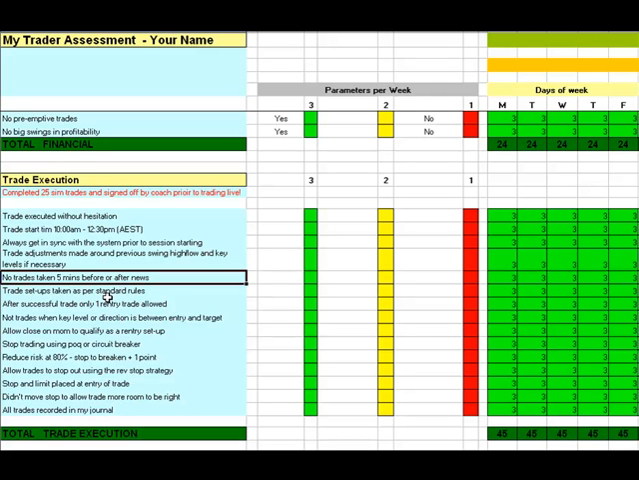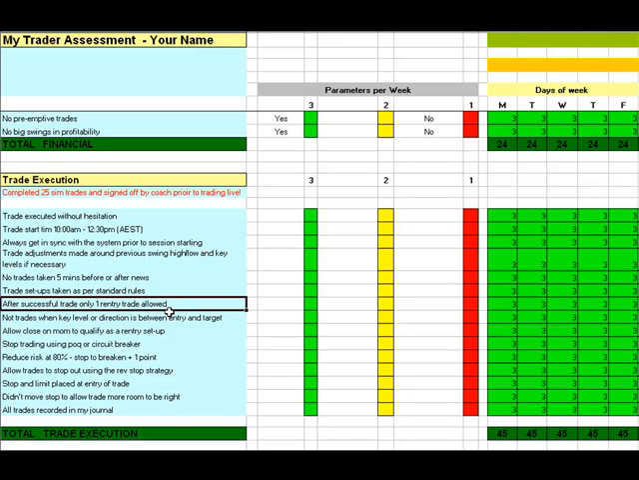No trade taken 5 minutes before or after the news, so very important that we stick to that as part of our trade plan. Have a look on news services like Forex Factory, if you've got a live feed into your platform, making sure that you know exactly what setup taken as per standard rules.